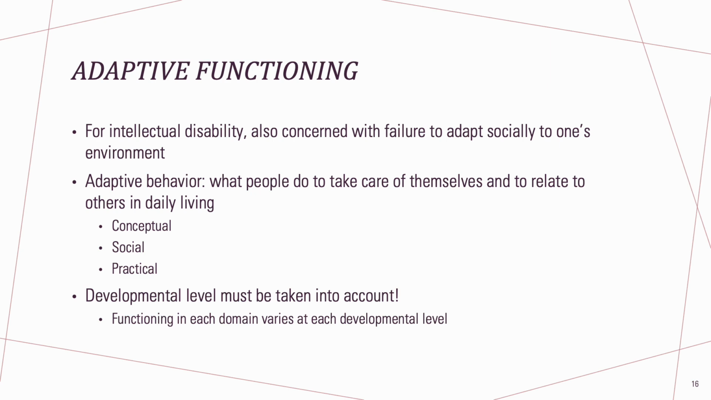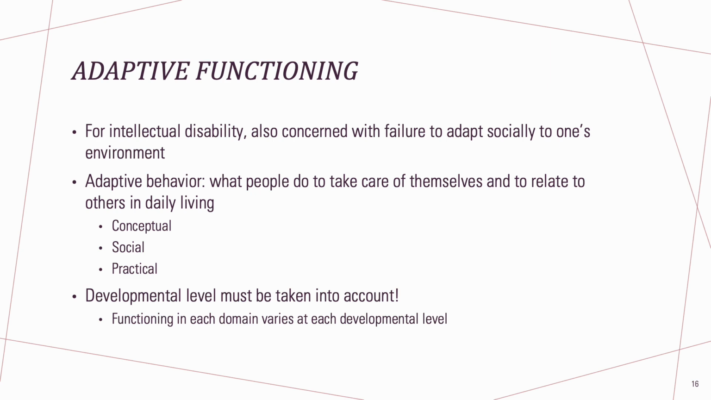So the conceptual domain is related to things like memory, language, reading and writing, reasoning, problem solving, time, numbers, and concepts. The social domain of adaptive behavior has to do with things like awareness of others' thoughts and feelings, interpersonal skills, social responsibility, self-esteem, being gullible, rule following, avoiding being victimized, social problem solving, and friendship abilities.